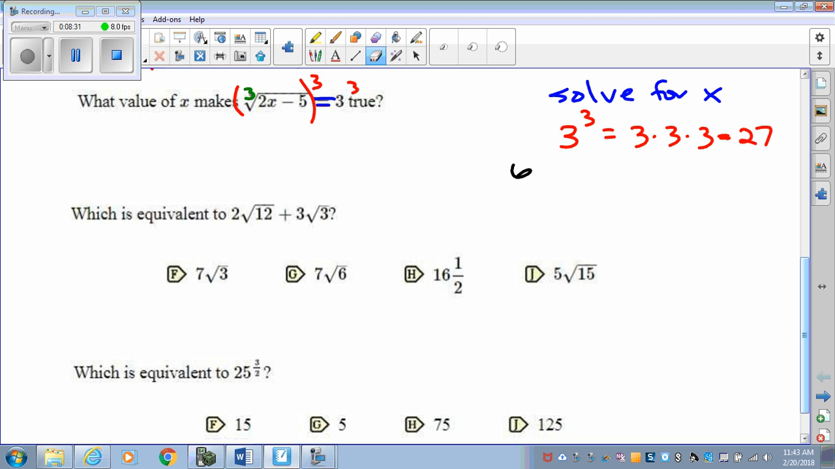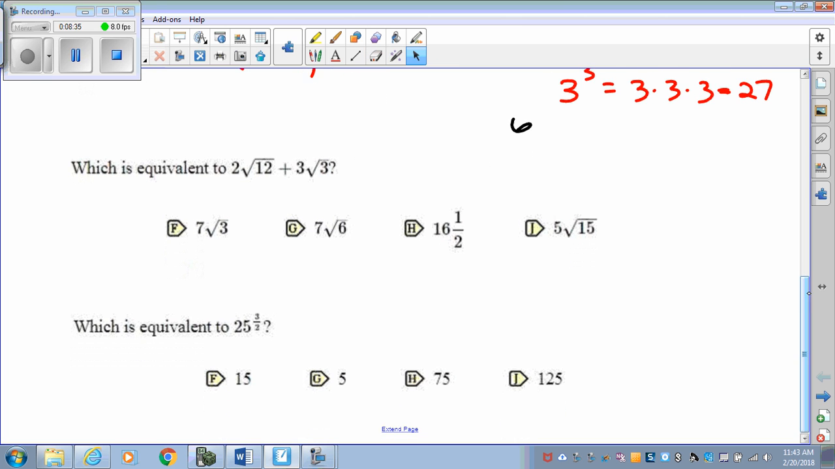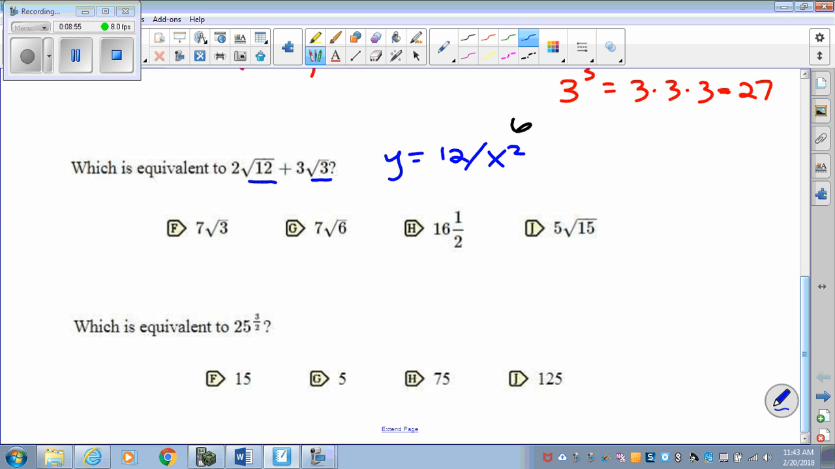And this is another one where we're combining like terms because we're going to simplify it, right? It says what's equivalent. There's no equation. We're not solving. There's no equal sign. So we're not solving anything. All right, so I need to simplify. This is as low as that can go. There's no perfect square in there that's going to come out. But the square root of 12, I can simplify that.